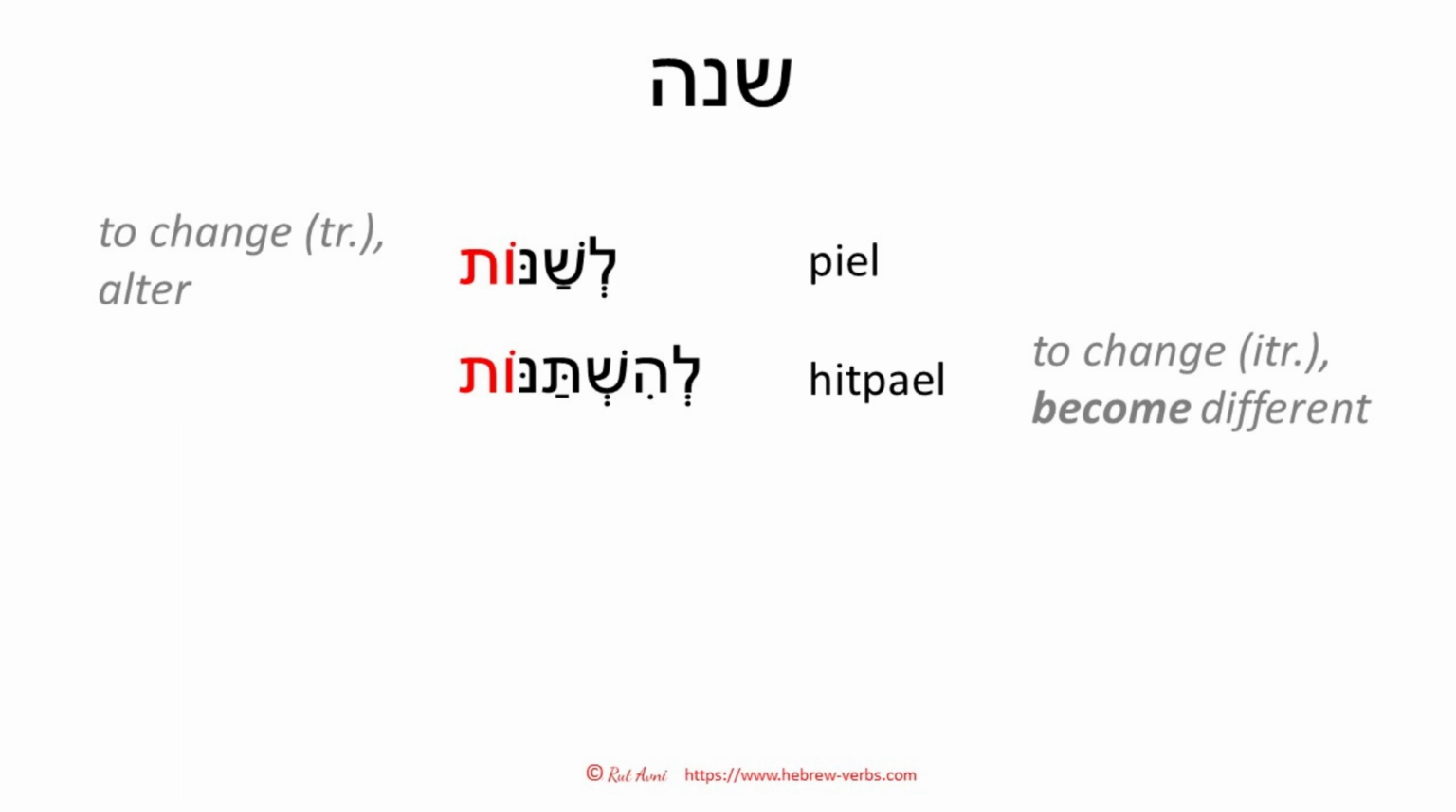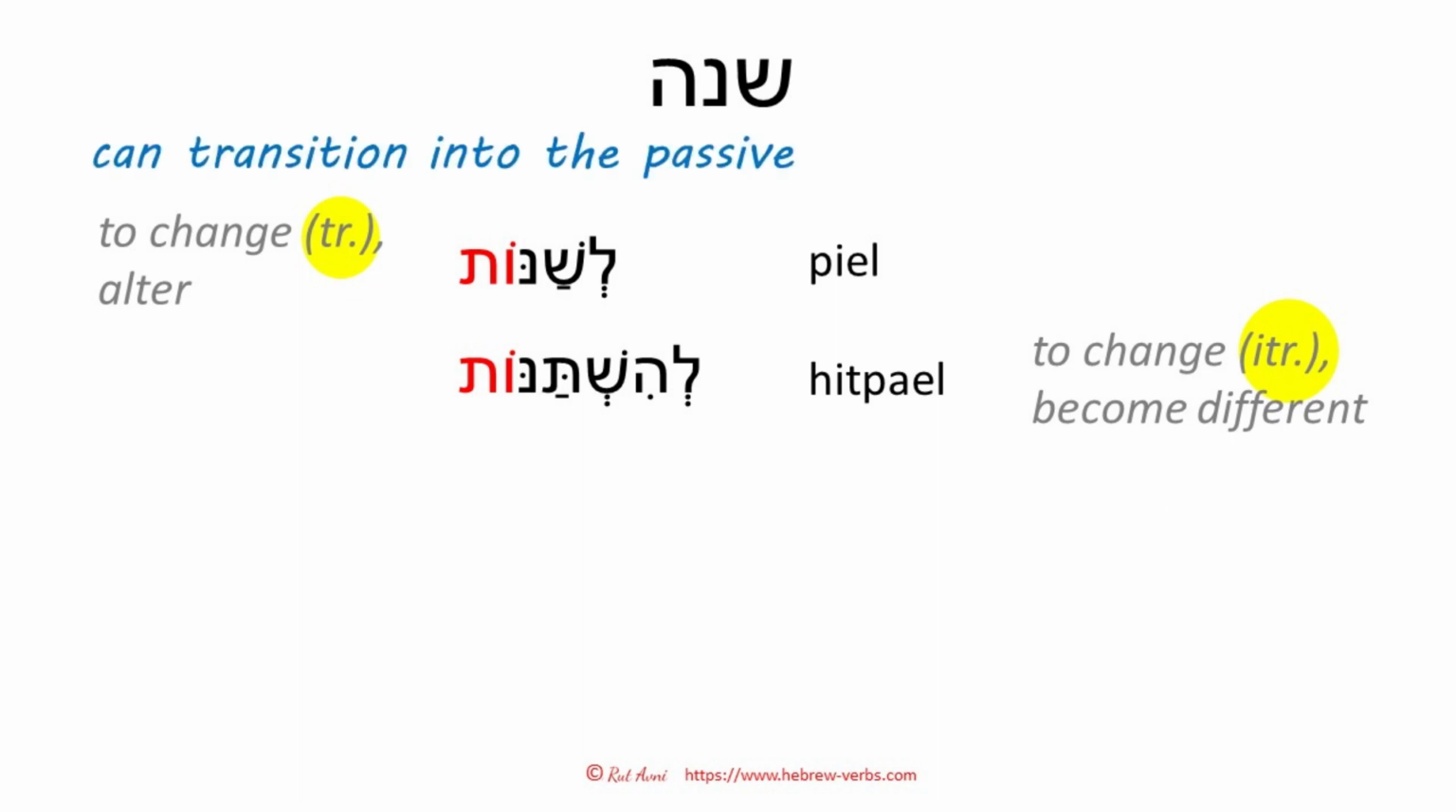Okay, coming back to our comparison. So here the difference between to change and to change, pi'el and hitpa'el, is whether it is transitive or intransitive. No panic, please. I will explain that right now. Here in pi'el, transitive, that means it can transition into the passive. Intransitive cannot transition into the passive. So we will now look at some examples.